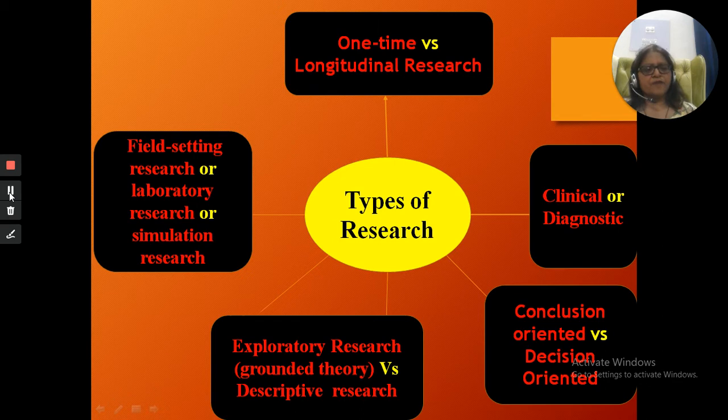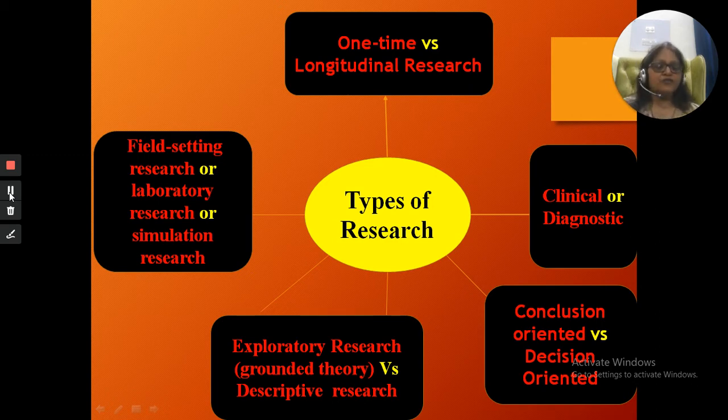Then we can have another way of types of research: one-time research versus longitudinal research. Meaning thereby we are studying one generation, the next generation, the next generation. So it is a longitudinal research. Or we are studying one individual at a particular stage of time, then another stage, then a third stage, a fourth stage: child, adolescent, adult, old age. It's a longitudinal research.